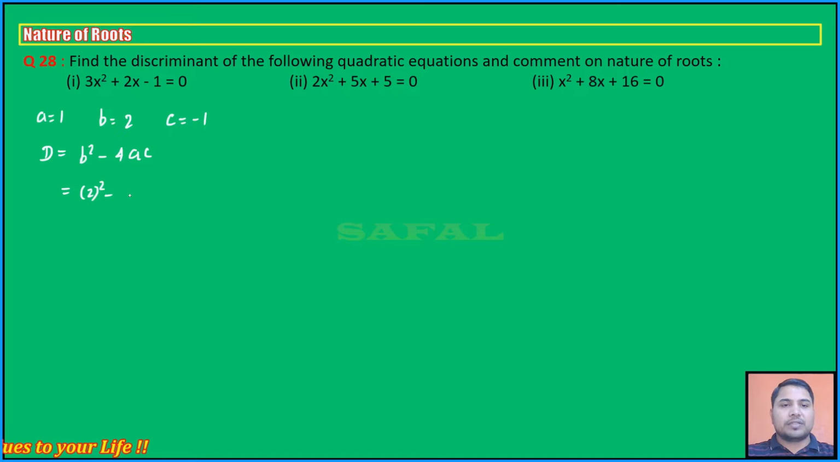So 2 square minus 4, A is 1 and A is, sorry, A is 3. So 4A, C is -1. Okay, so what I'll get? 4 plus 4 3s are 12, so you'll get 16. So I can see that 16 is greater than 0. That means the discriminant of the quadratic equation is greater than 0. That means roots are real and unequal.